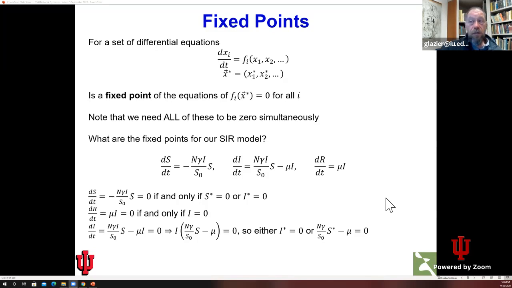The second one is a little bit more interesting, which is suppose that I was not 0, to begin with at least. These guys are only going to be non-zero if I is non-zero. But suppose we could ask at least if I is not 0, can dI/dt be 0? And that's how we found the case of herd immunity. Because if we say I is not 0 and we want dI/dt to be 0, then we need N gamma over S naught times S minus mu to be 0. So in that case, we have a fixed point where S star is equal to N gamma over S naught times mu. So that gives us I star fixed.